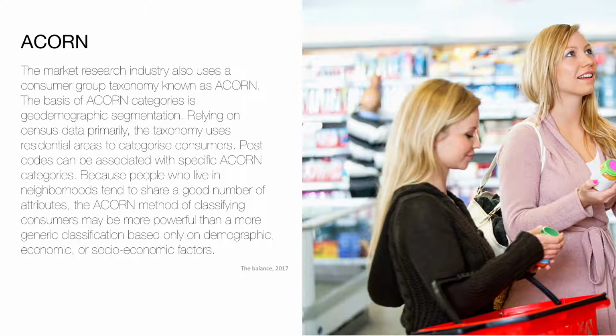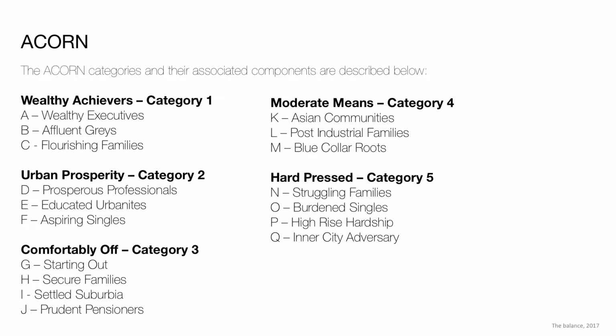Because people who live in neighbourhoods tend to share a good number of attributes, the ACORN method of classifying consumers may be more powerful than a more generic classification based on only demographic, economic or socio-economic factors. Let's take a look at the ACORN category in more detail. The ACORN categories and their associated components are described below.